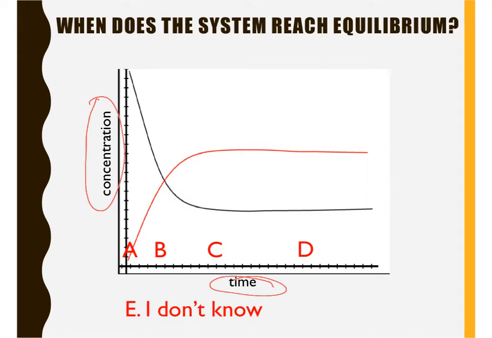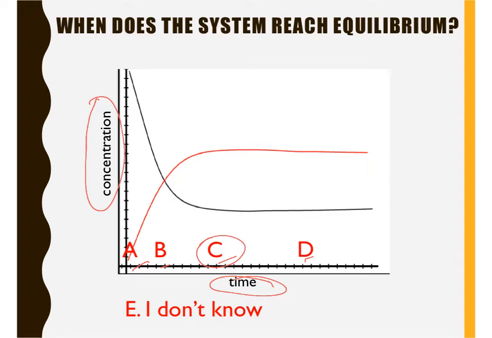So with this concentration graph, what if I asked you, at what point is equilibrium reached? You haven't really learned that yet, but I'd like you to make a guess in your head. Do you think it's reached at A, B, C, or D? It turns out that C is the correct answer, and I'm going to explain why.